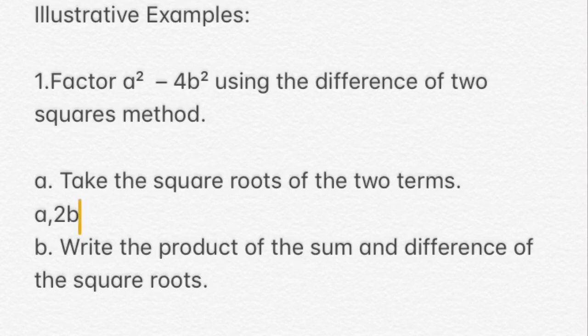Now for the second step, you're going to write the product of the sum and difference of the square roots. So we're going to write this as a sum and difference. We're going to have a plus 2b times the quantity of a minus 2b. So this will be our answer. This is the factor of a squared minus 4b squared.